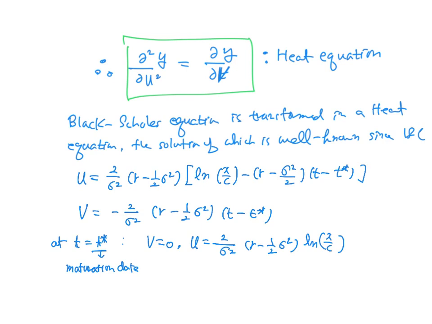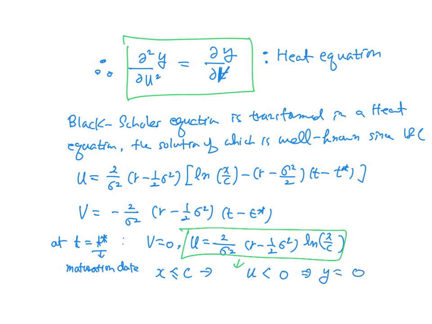So the boundary condition was when x is smaller than c, then from this we can see that u is less than 0, right? When x is less than c, then any logarithmic value with a less than 1 argument is negative, right? So from this, u is less than 0, right? Then we set the boundary condition y equal to 0. When x is greater than c, u is 2 over sigma square, r minus 1 over sigma square, ln x over c.